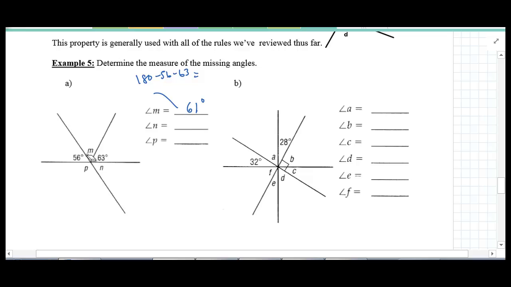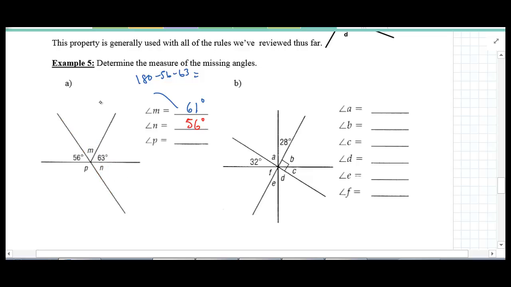Now once you did that, the rest, you have multiple ways of doing it. If you want to look and say, hey, vertically opposite, you see this? Vertically opposite, therefore N must be equal to 56. If you can't see it that way, you could have also said, hey, these 3 angles here add up to 180, so go ahead and solve from there.